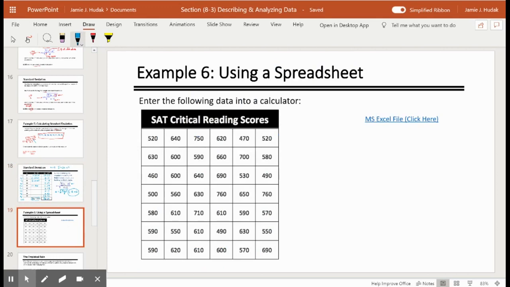But when we get to larger files, we don't want to do this by hand. We want to do this using a calculator, or even better, a spreadsheet. So instead of into a calculator, we're going to enter the following data into a spreadsheet. And I've set up a Microsoft Excel sheet with all of this information already available.